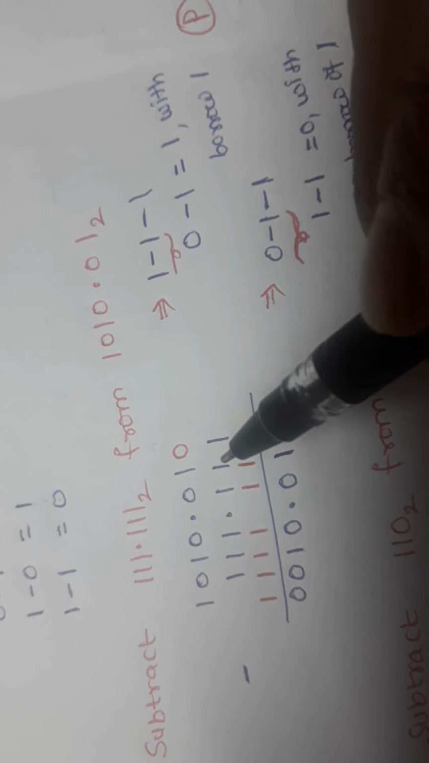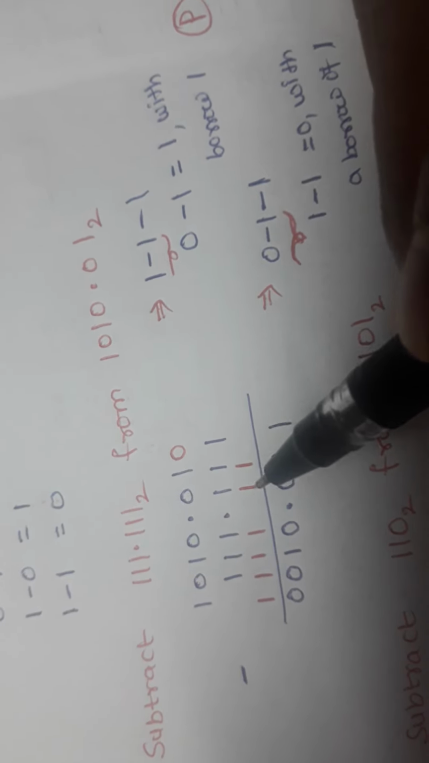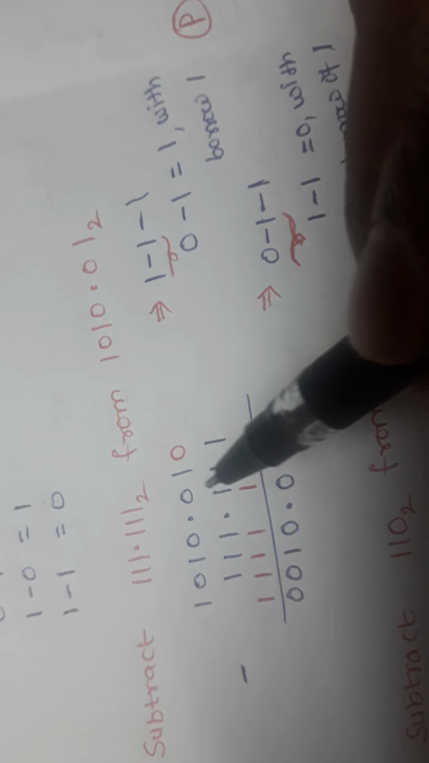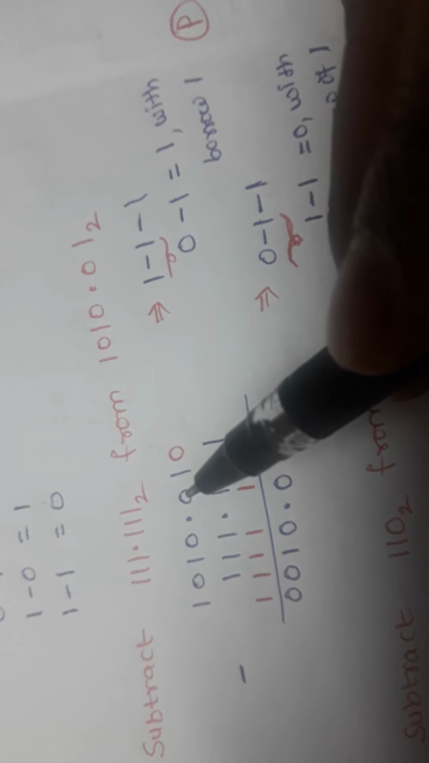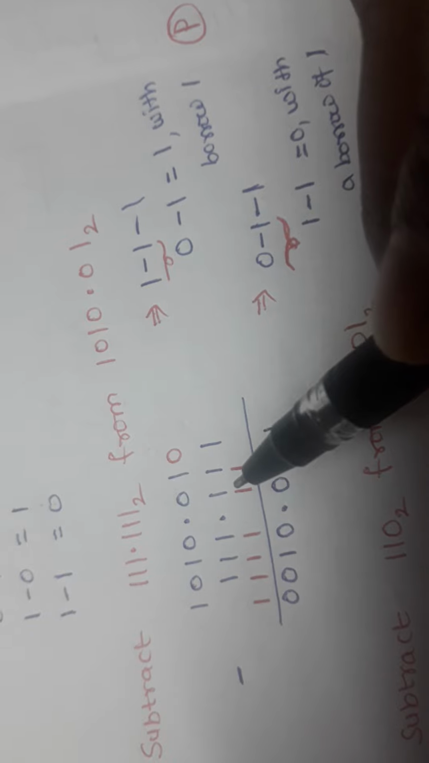Now is it clear? Now if you observe, 1 minus 1 is 0, 0 minus 1 is minus 1, therefore difference 1, borrow 1. Then 0 minus 1 is not possible, you have to take a borrow here. Then 2 minus 1 becomes 1, then 1 minus 1 becomes 0.